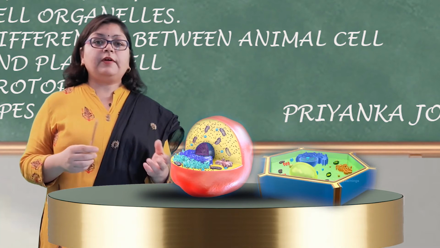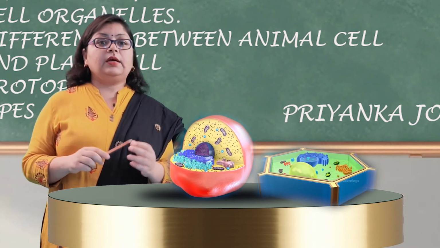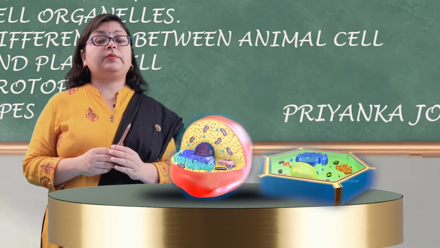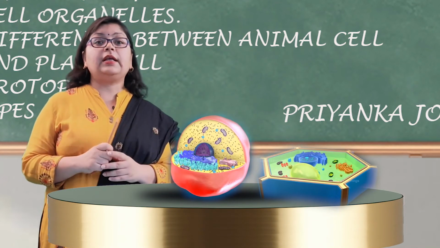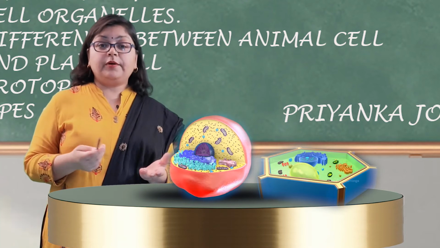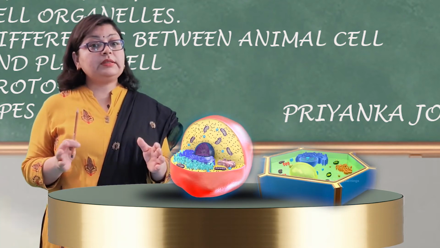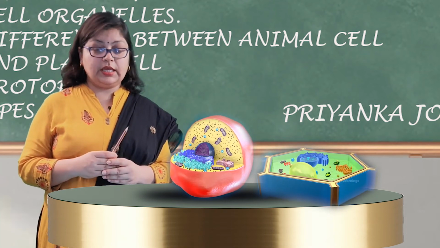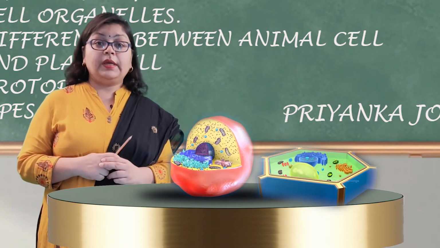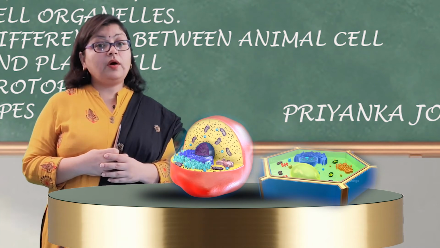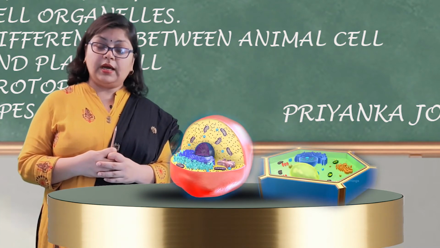Now, the main function of the cell wall is, since it is outermost, it provides the rigidity to the cell, it provides the shape to the cell. Since it is freely permeable, it allows all the substances to pass through it. And the main function of the cell wall is protection. This cell wall is a non-living part of the plant cell.